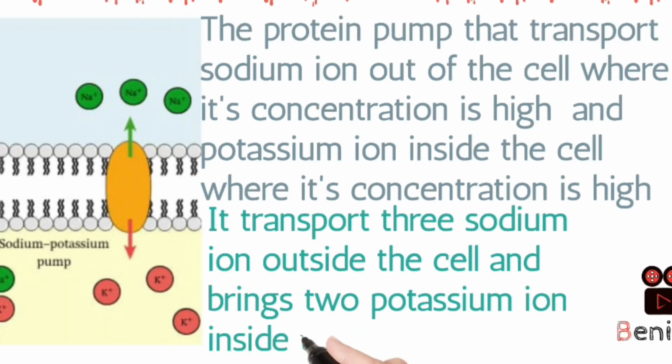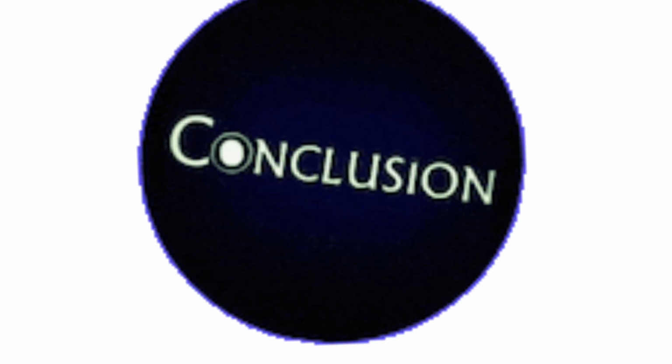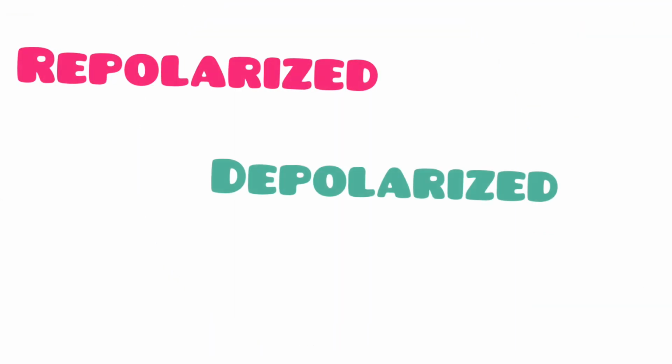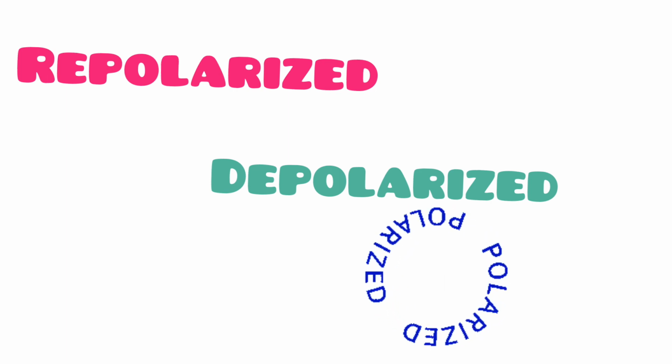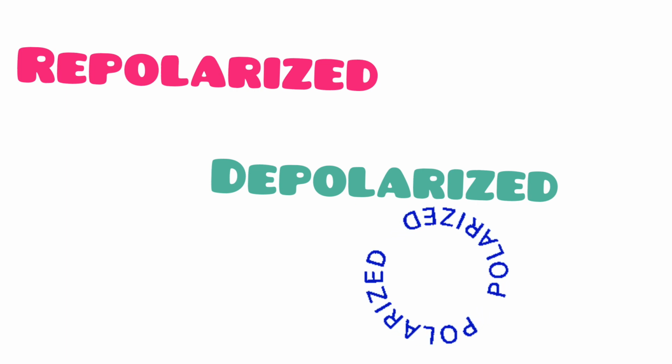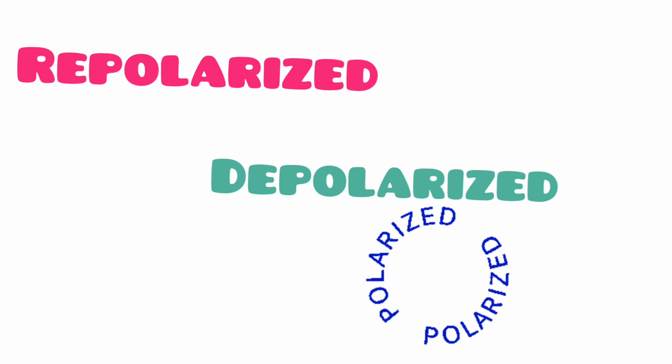The sodium potassium pump is a type of protein pump that helps to maintain the higher concentration of sodium ion outside the cell and potassium ion inside the cell by transporting 3 sodium ions outside the cell and bringing 2 potassium ions inside that cell simultaneously. So we can say that due to repolarized, depolarized and polarized condition, impulses travel through axon and reach the synaptic knob where it gets packed in the form of vesicles.